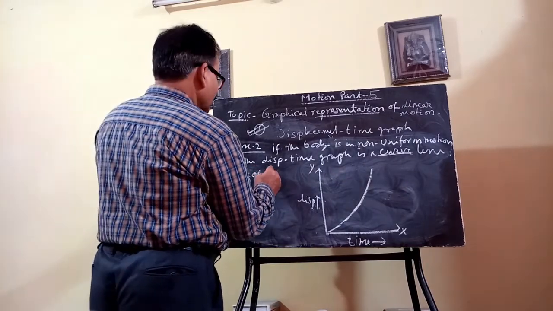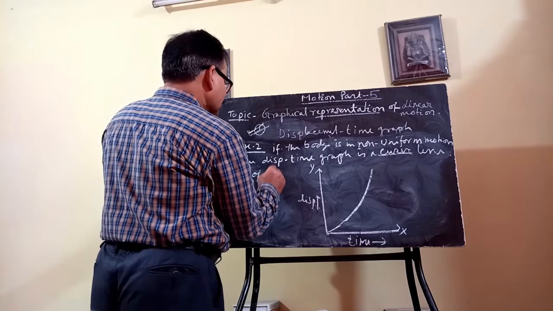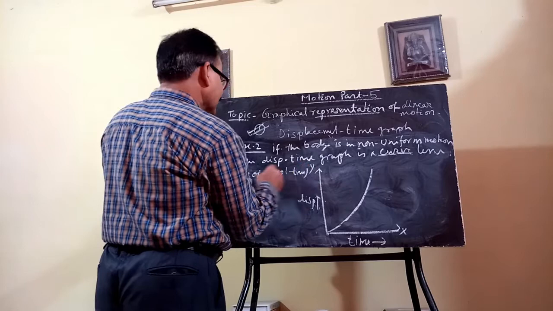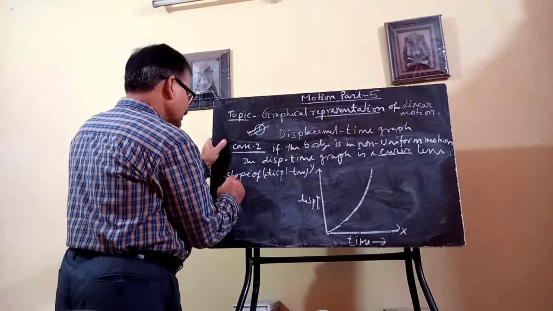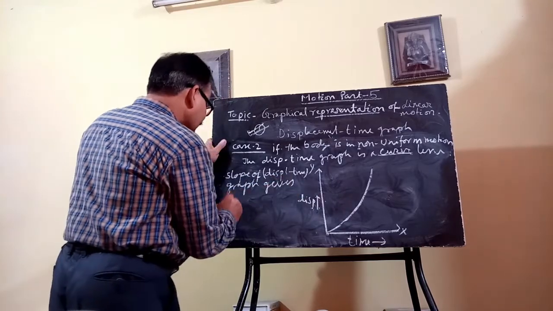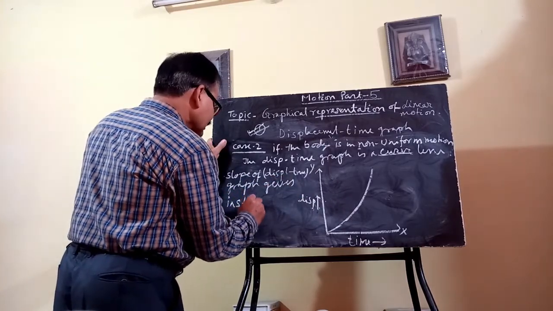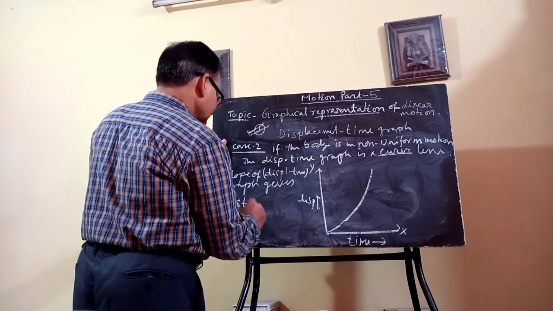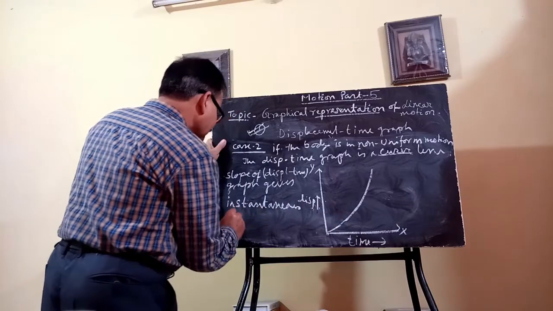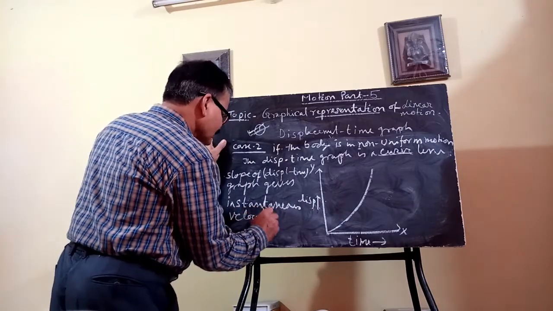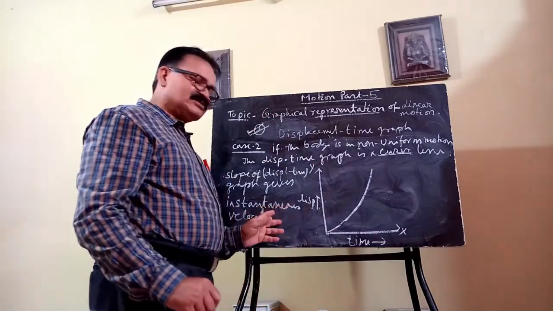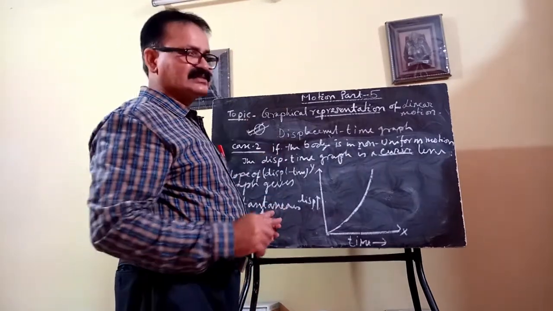Okay, the slope of the displacement time graph in this case gives the instantaneous velocity. Okay, for finding the instantaneous velocity, which means velocity at a particular instant.